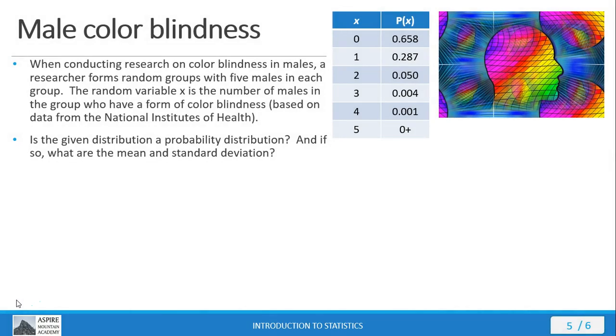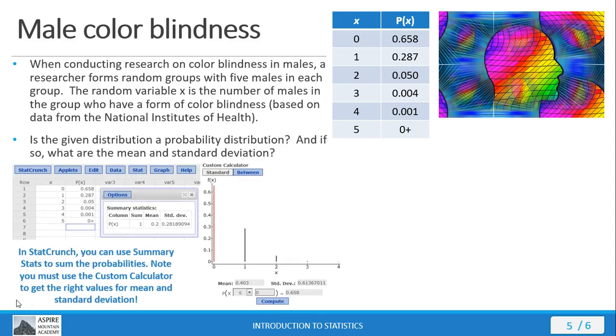Is this a probability distribution? If so, what are the mean and standard deviation? Well, we answered that using both StatCrunch and Excel. So in StatCrunch, just to review, you need to use that custom calculator feature and make sure that you have a probability distribution to start off with. So you have to check that sum first. Remember to take your mean and standard deviation from the calculator, not from the summary stats.